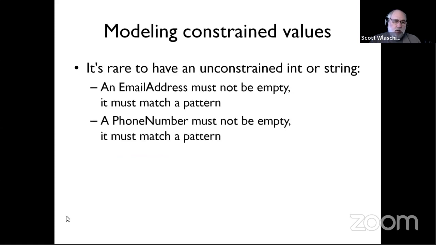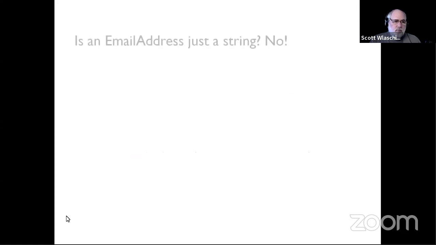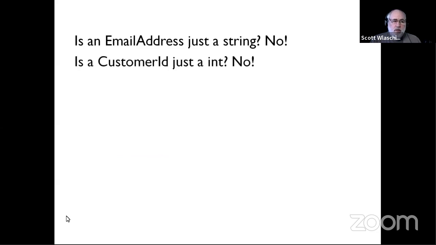A phone number can't be an empty string. It has to have some sort of pattern. It probably can't be a billion characters long. Even something like a customer ID that's an int in a database, it has to at least be a positive integer, right? If it's a negative integer, it's probably an error. So an email address is not a string. And a customer ID is not an integer.